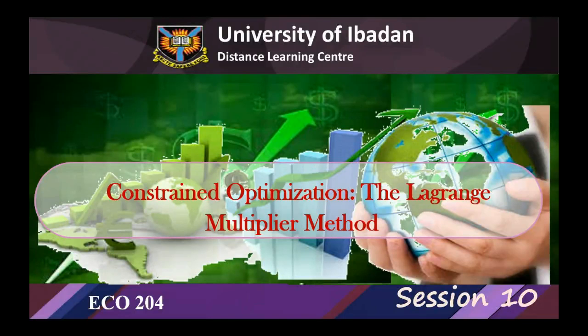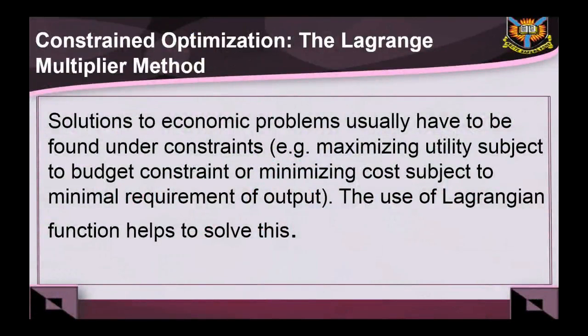Welcome to Echo 204, Study Session 10, Constrained Optimization, the Lagrange Multiplier Method.